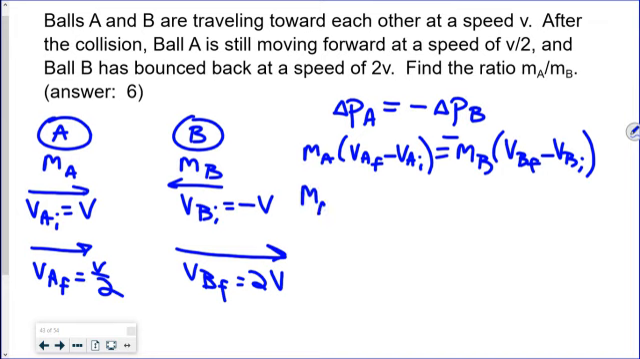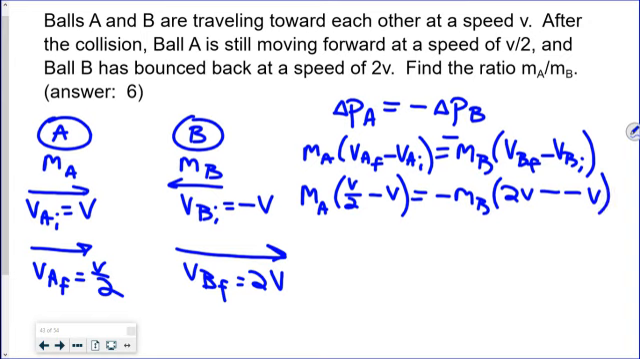All right, so now let's plug in our numbers. Mass of A times the velocity of A final, which is v over 2, minus the velocity of A initial, which is v, equals negative mass of B times the velocity of B final, which is 2v, minus the velocity of B initial, which is negative v. So let's simplify. This is mass of A times v over 2 minus v. That's half of v minus v, so that just gives you negative v over 2 equals negative mass of B times v times, let's see, 2v minus negative v is 3v.